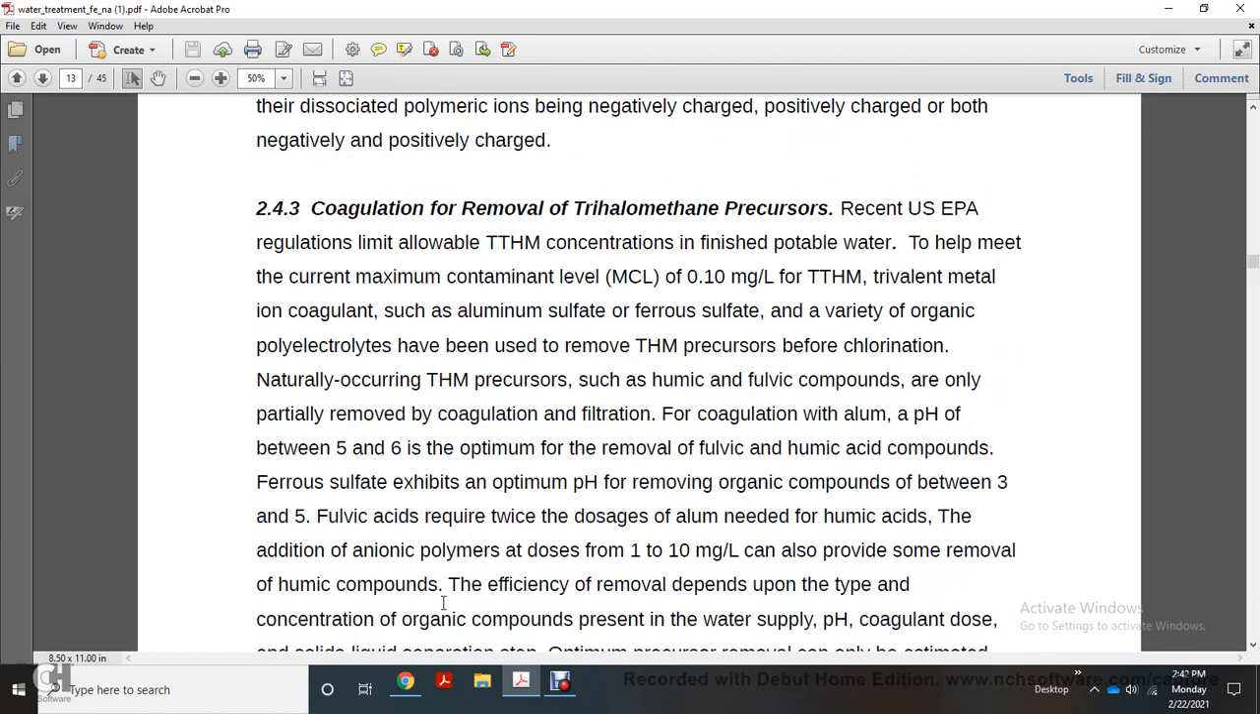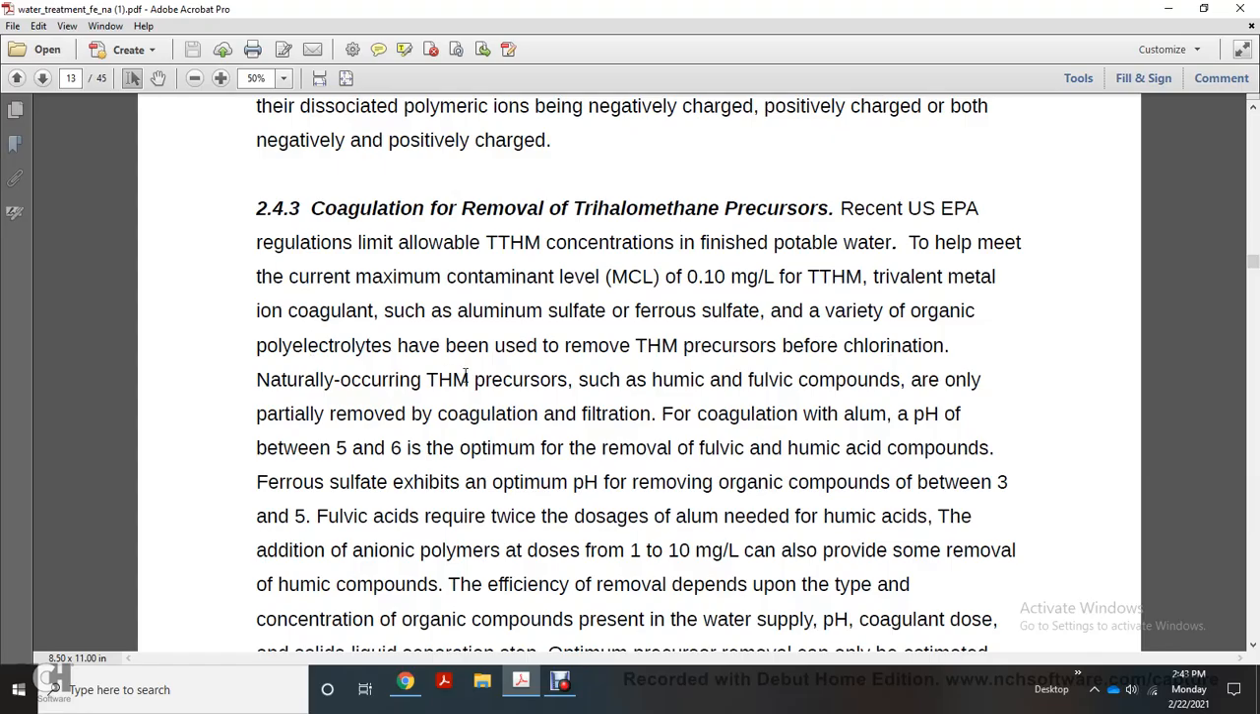Coagulation and removal of trihalomethane precursors. Recent U.S. EPA regulations limit the allowable trihalomethane in finished potable water, with a current maximum contaminant level of 0.1 milligrams per liter of total trihalomethane. Trivalent metal ion coagulants such as aluminum sulfate, ferrous sulfate, or various organic polyelectrolytes have been used to remove the trihalomethane precursors before chlorination.